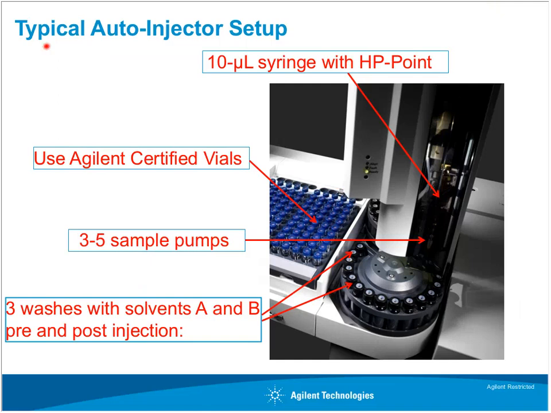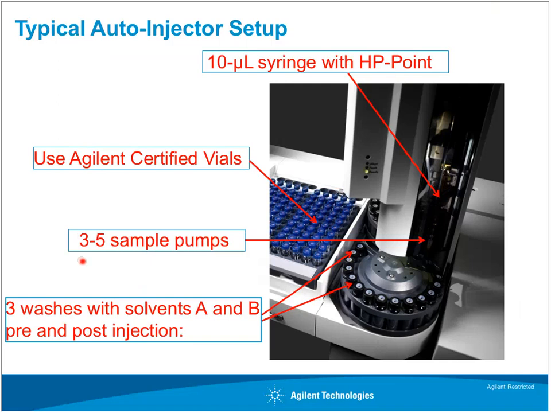So with our typical auto injector setup, most commonly we're using a 10 microliter syringe with the HP point style needle tip. That's the one that comes to a cone and has a hole right in the middle of the cone. You want to use really good vials so that you don't have any issues with that. Nice caps and septa. Look at the septa material with your solvent as well. There are compatibility issues sometimes with that.